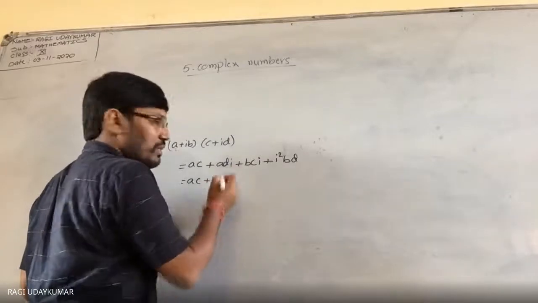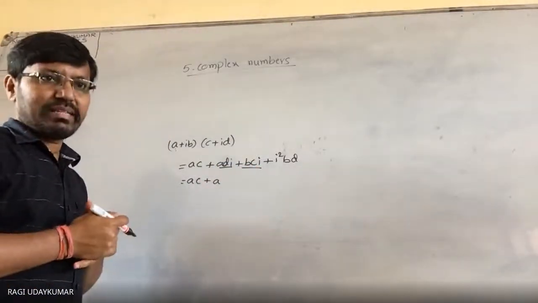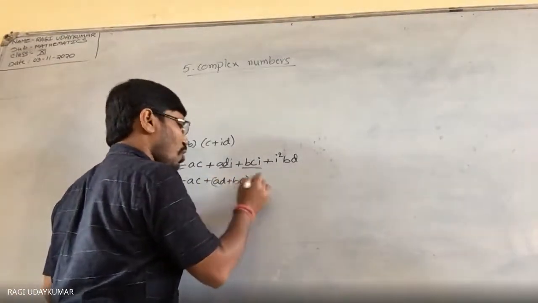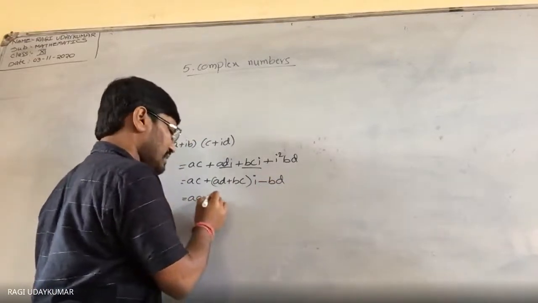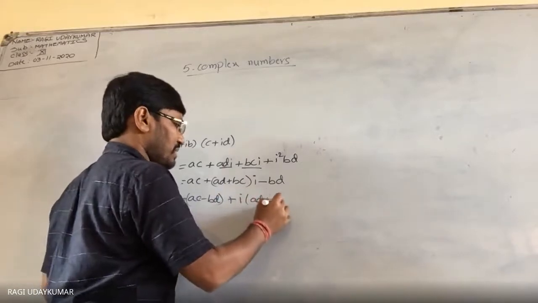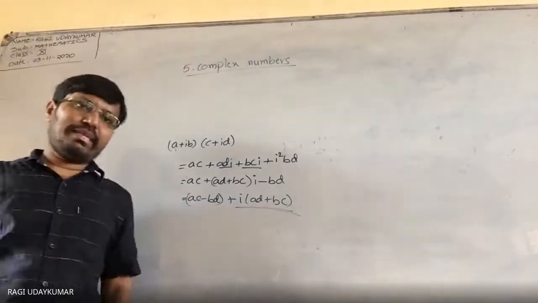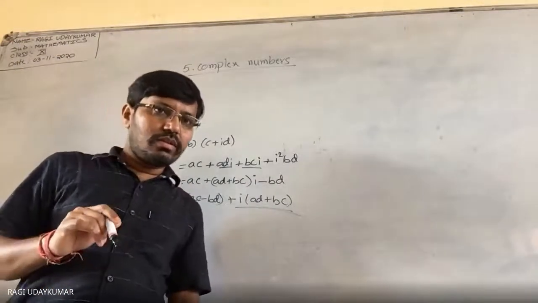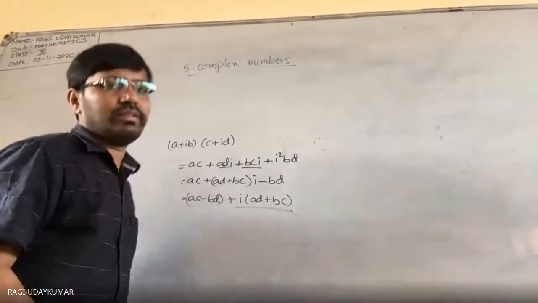So here you can write ac plus, from these two, this is the real part and this is the imaginary part. So ad plus bc, you take i common, here minus bd, which equals ac minus bd plus i into ad plus bc. So this is the product of the complex numbers. Like this, you have to find. Is it visible to you? Yes, it is clear.